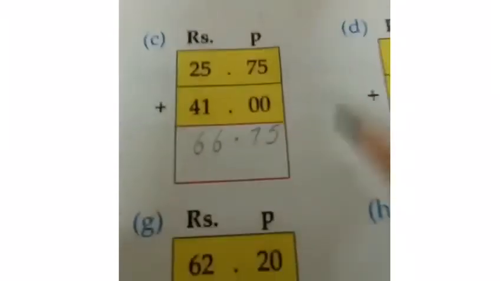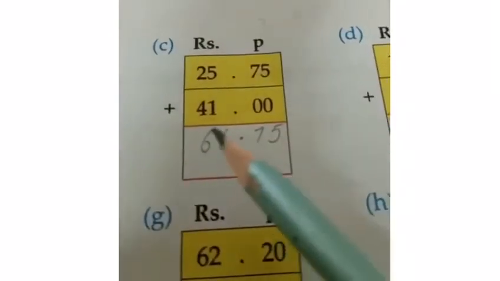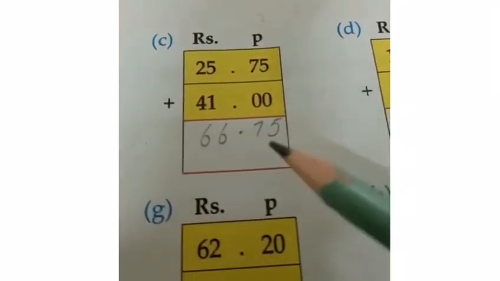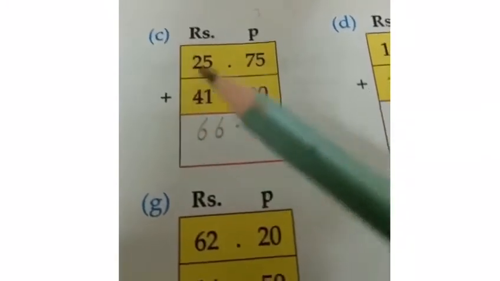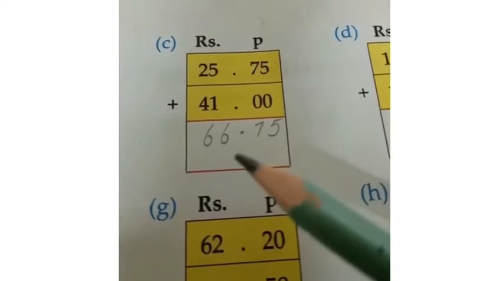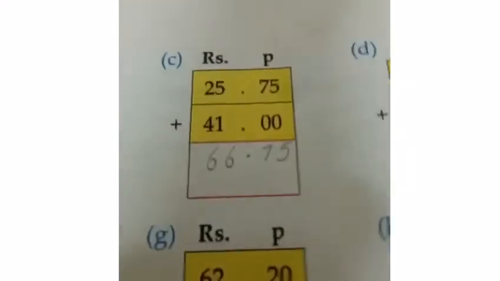C part, 25 rupees and 75 paisas and 41 rupees. 5 plus 0 will be 5, 7 plus 0 will be 7, 5 plus 1 will be 6 and 4 plus 2 will be 6, 66.75.